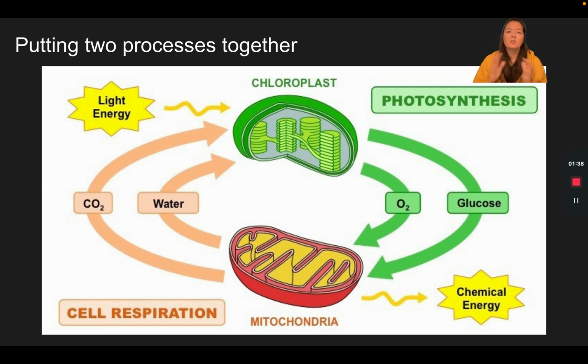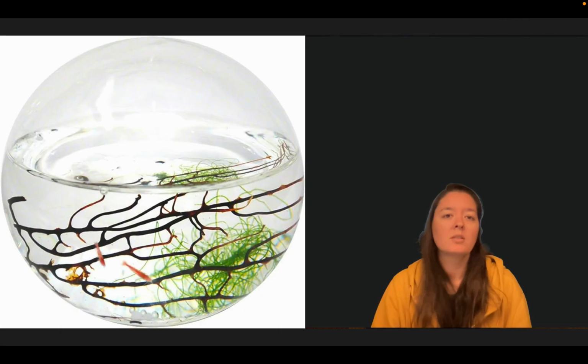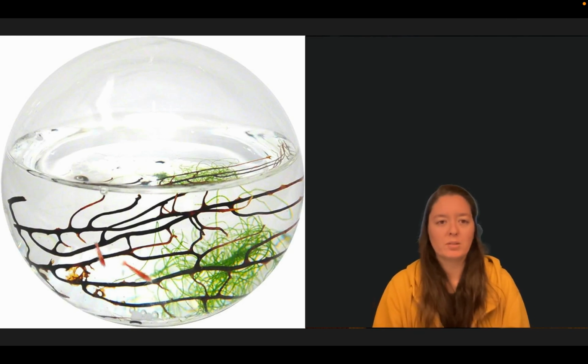So as you can see, these two work together really well, and without one, we can't have the other because the products of one become the reactants of the other. The importance of this relationship is seen in really, really interesting examples. So I'd like to show you these examples of what are called ecospheres.